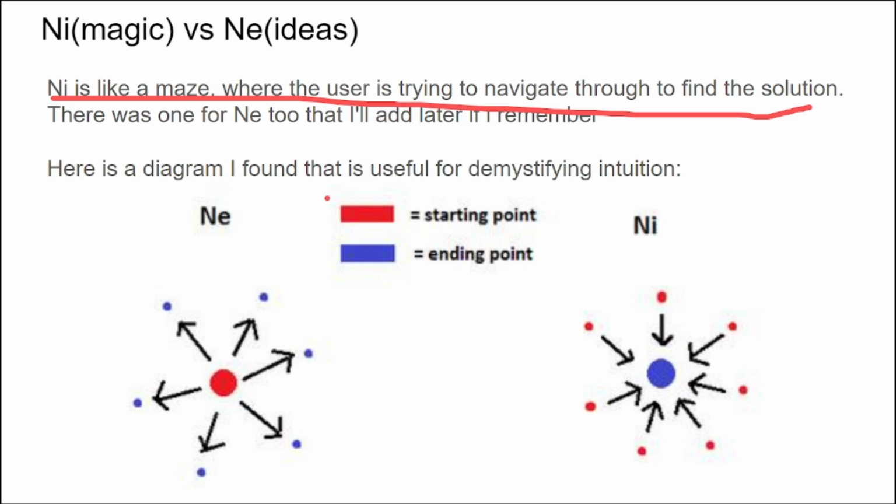Here's a diagram I found. Yep, this is useful. So NE, the starting point, it hears about one idea. Then it comes up with lots of ideas based off that idea, and it broadens outwards. It's broad but shallow. NI has lots of starting points, and it consolidates this to make one final product. All of these instruments are going to make one music. That was awful grammar, but it made sense.